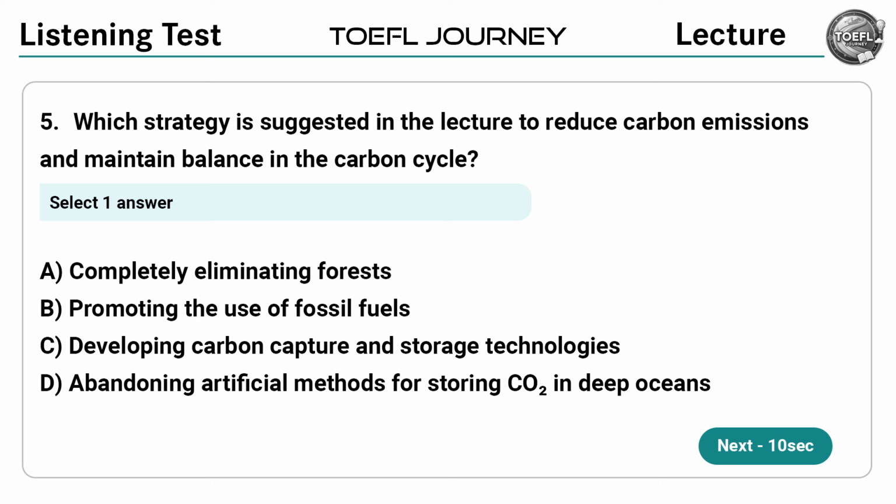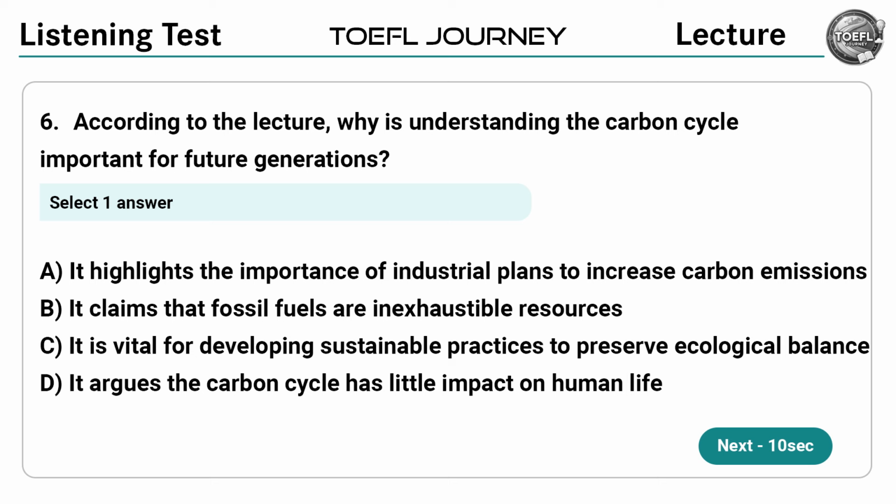Which strategy is suggested in the lecture to reduce carbon emissions and maintain balance in the carbon cycle? According to the lecture, why is understanding the carbon cycle important for future generations?